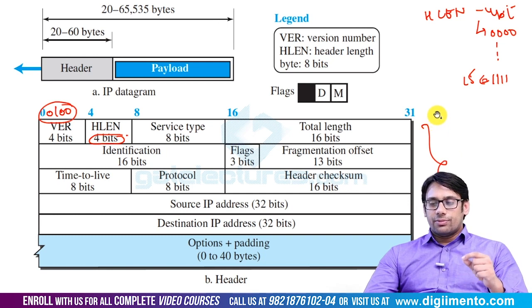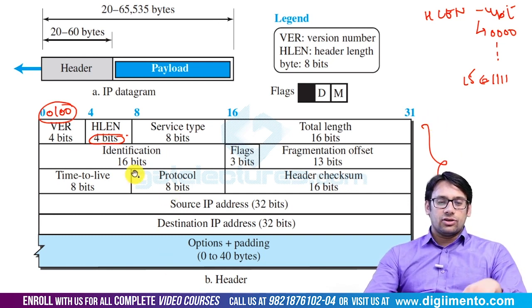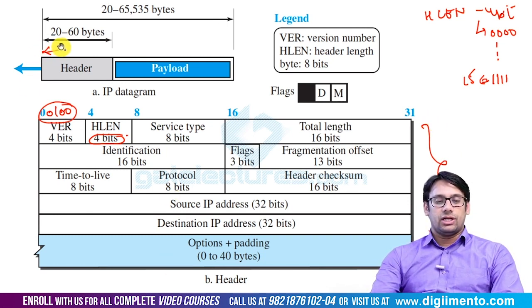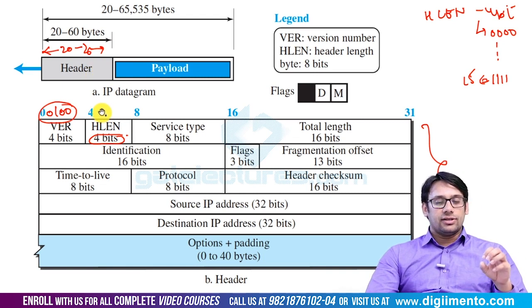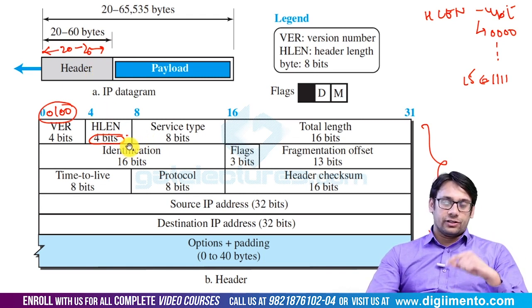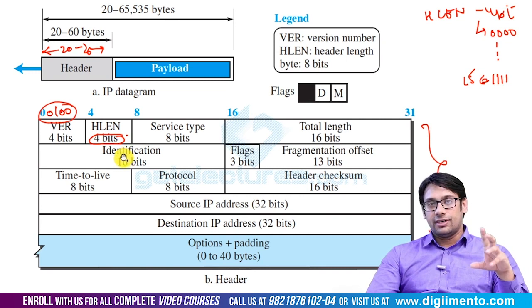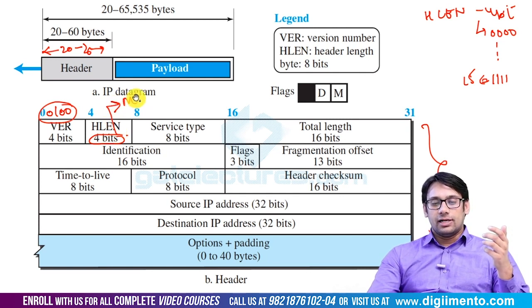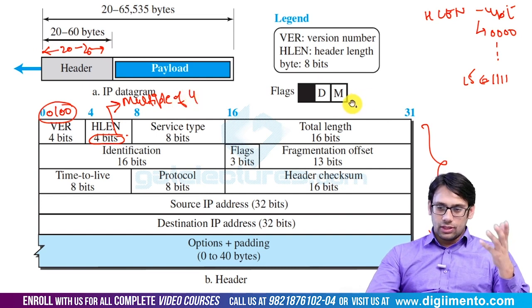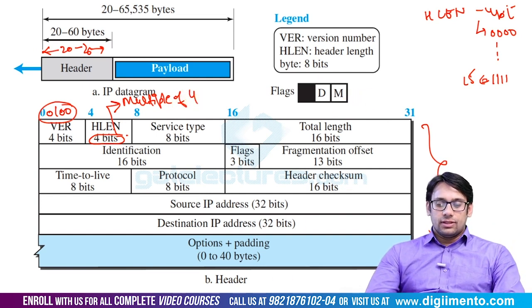So it is only storing a number between 0 to 15, but you see that the length of this entire header can be between 20 to 60 bytes. So we cannot represent this entire header length with this header length field. Therefore, we have to make this header length field scalable, or you can say multipliable. So we use this header length field as a multiple of 4.